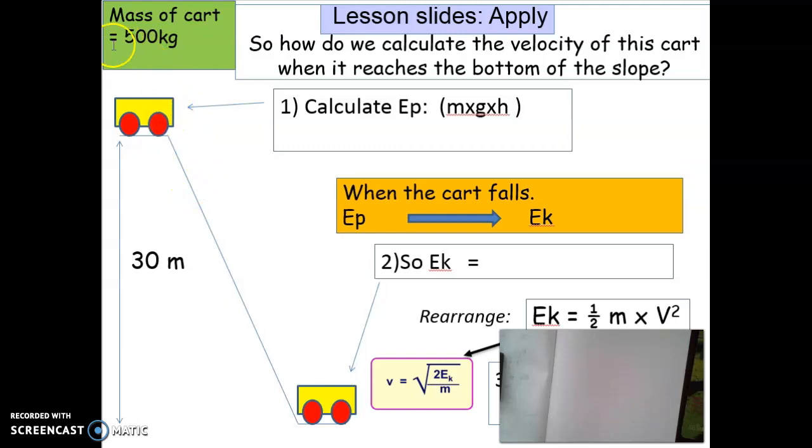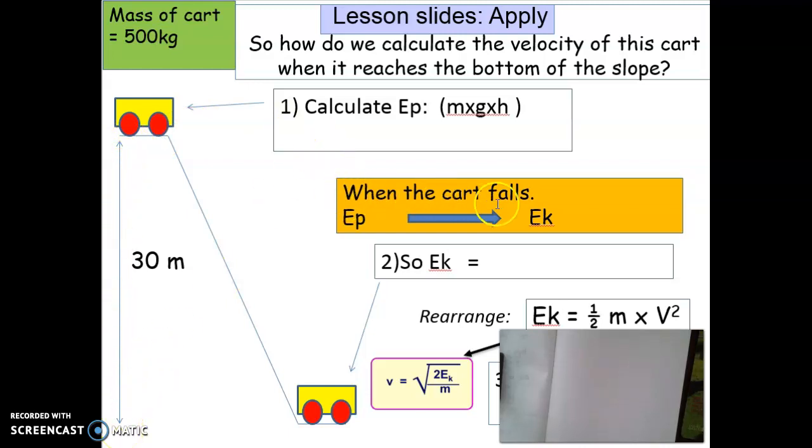It tells us that we've got a cart here which has a mass of 500 kilograms, and it asks, how do we calculate the velocity of the cart when it reaches the bottom of the slope? So these are the steps we're going to go through. Number one, you need to calculate gravitational potential energy at the top here. Let's assume that we're going to use 10 newtons per kilogram for the value of gravitational field strength today, and then we've got a height of 30 meters.